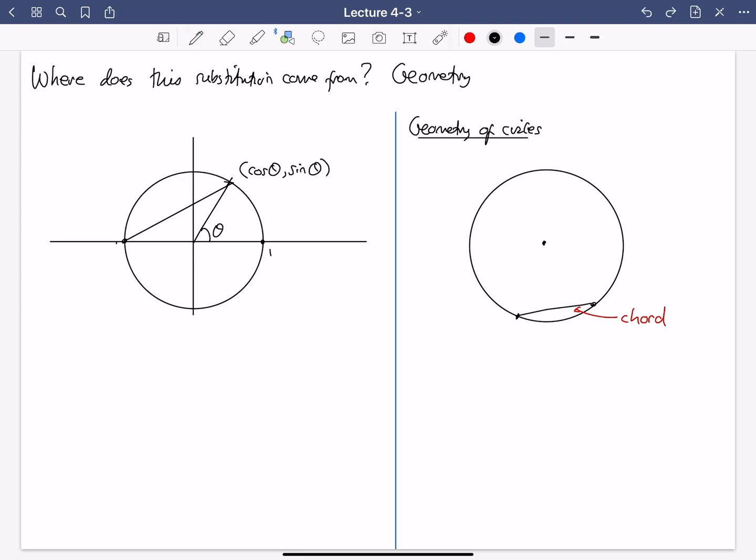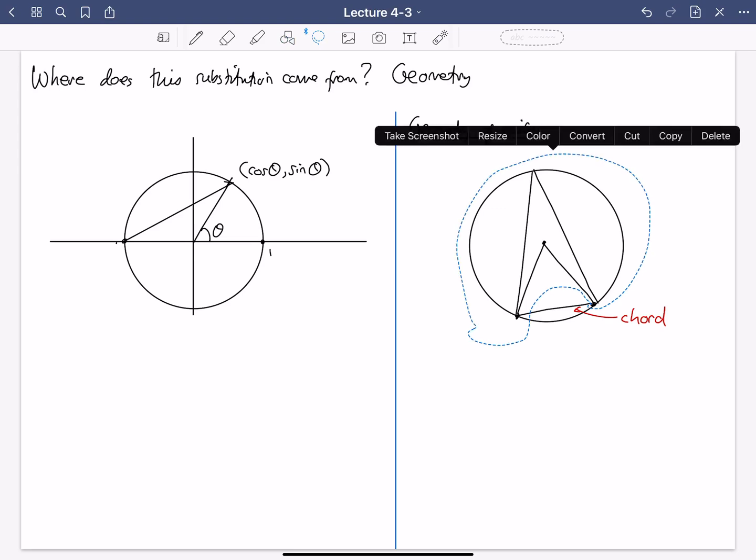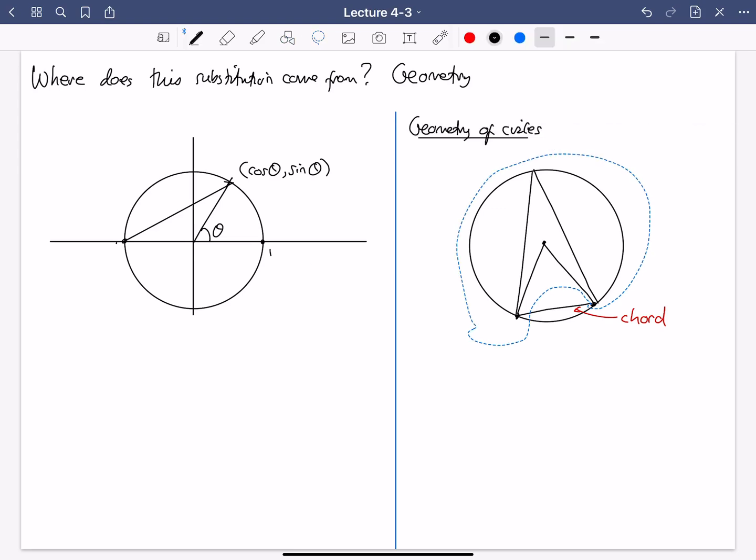So let's see if I can get this better. I should have drawn a longer chord, then my picture would look better. So this is just some point anywhere on the circumference. And so let's see, that's the picture I wanted. Let's put in one more edge here. And let's think about some angles.